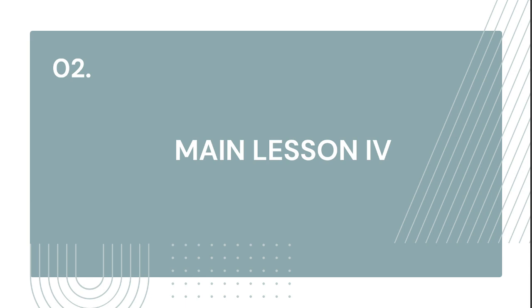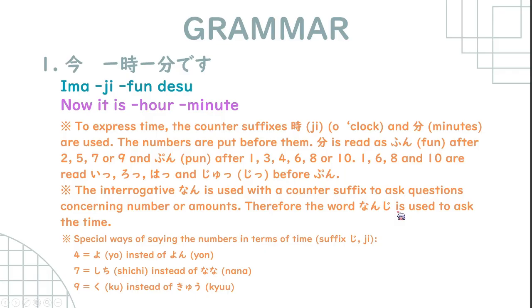Welcome to lesson 4, and today we're going to talk about time and telling time. For first off, we have "ima nanji something fun desu." Again, the ji and the fun are the o'clock and the minute suffixes here.